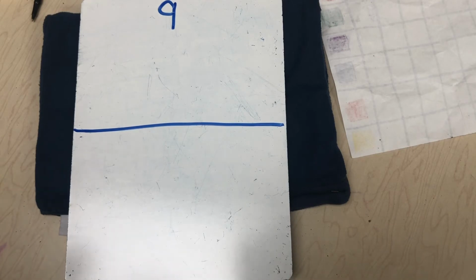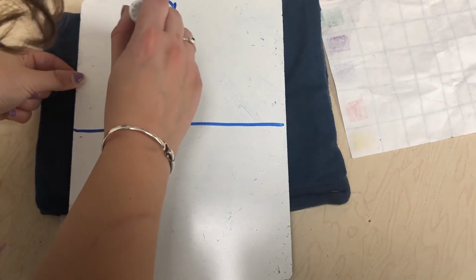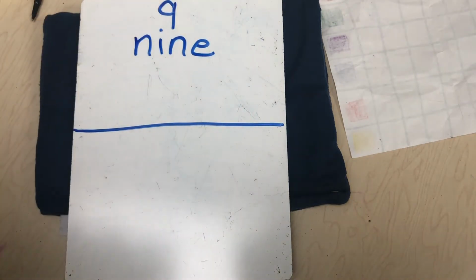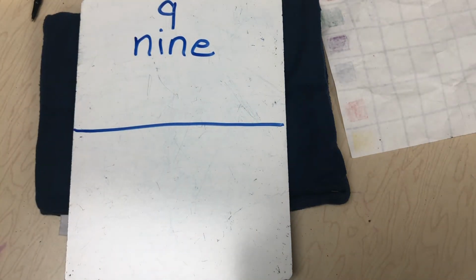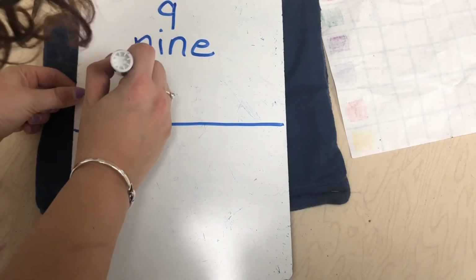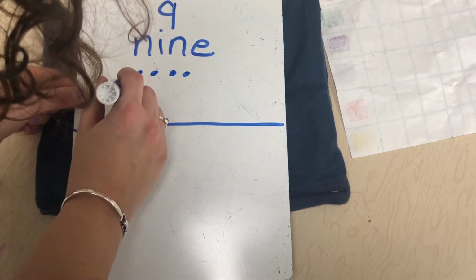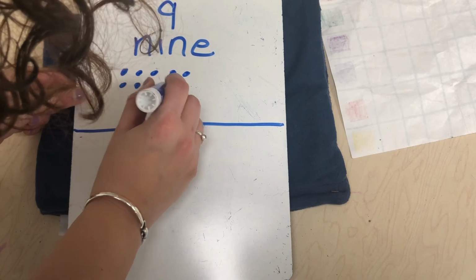The way we spell the number 9 is N-I-N-E. 9. We are going to count out place value dots to represent 9. 1, 2, 3, 4, 5, 6, 7, 8, 9.